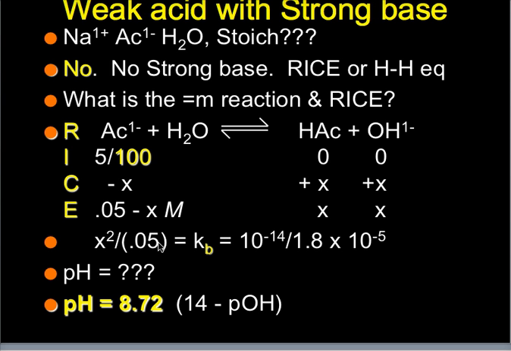Take the time, pause the podcast, to look at the slide and make sure that you understand the calculations going on here. We've taken the moles of the conjugate base formed, found the concentration, and calculated the pH from the pOH, since x is the hydroxide ion.